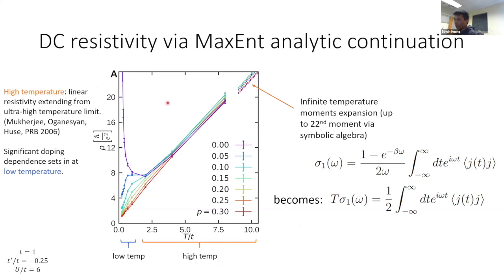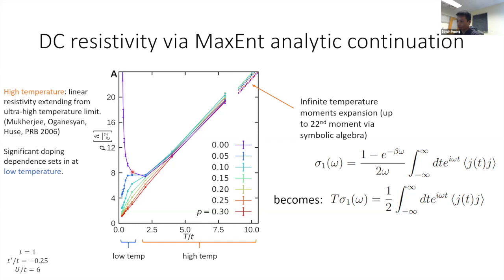Okay, so these are plots of the same data, but in the DC limit and taking the inverse to get the DC resistivity. So this is DC resistivity in units of h bar over e squared versus temperature. Here we can see that there are 2 temperature regimes. One is a high temperature regime, which looks rather doping independent and linear in temperature. And the other is a low temperature regime. These are separated at around a temperature of 1.5 times the Hawking.